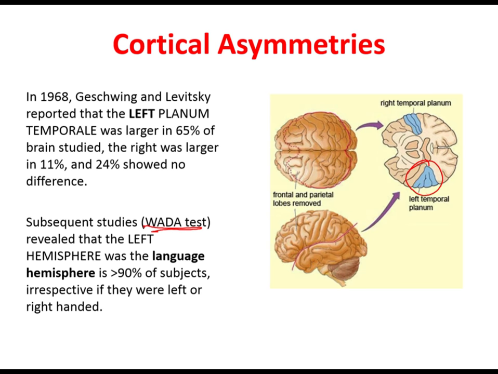What these tests, the WADA test, revealed was that the left hemisphere was the language hemisphere in 90% of subjects, and that was basically irrespective of whether these individuals were left or right-handed. In right-handed individuals, 96% of those subjects had their language in their left hemisphere. In left-handed individuals, they found that 70% had their language in the left hemisphere. So again, the left hemisphere was the language hemisphere in the majority of subjects studied.